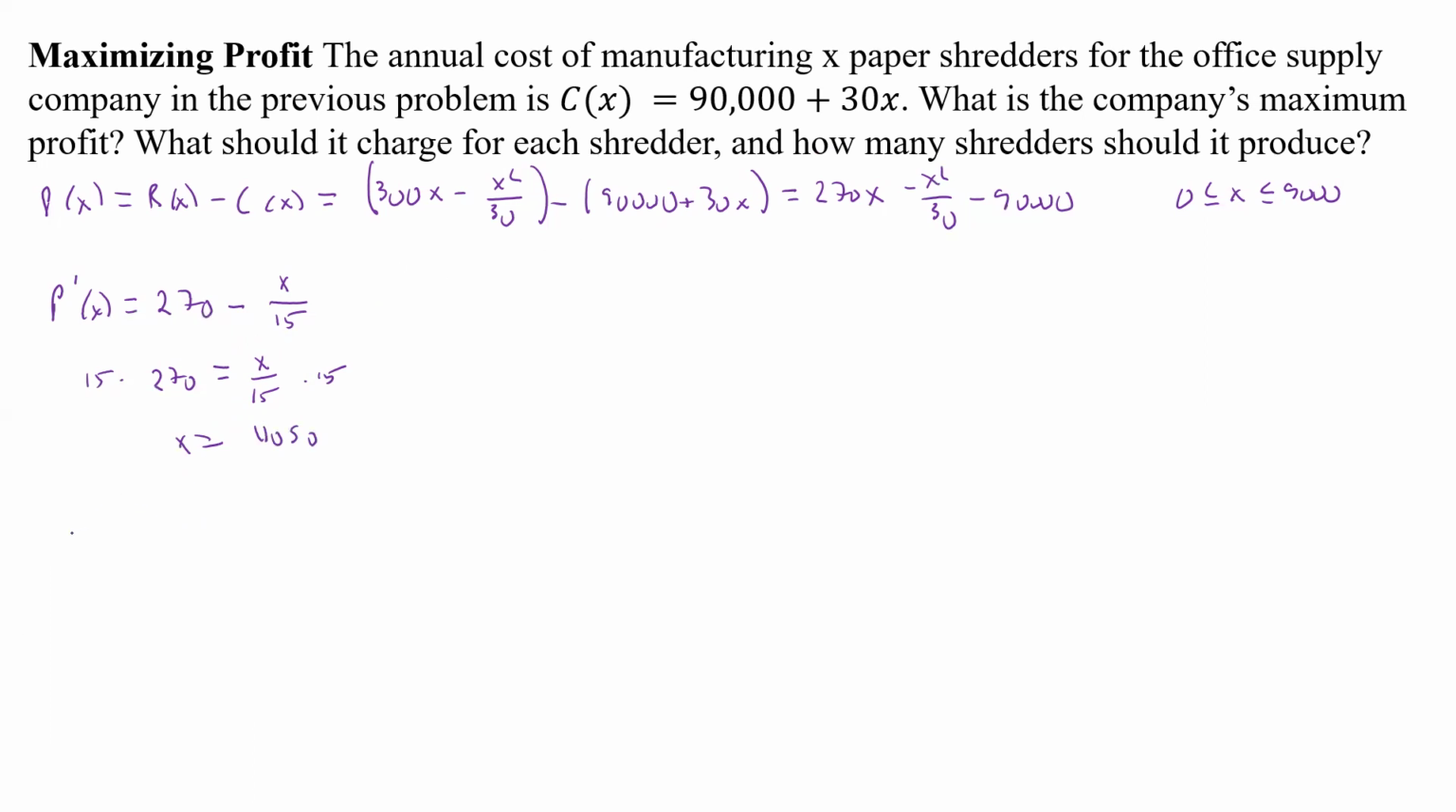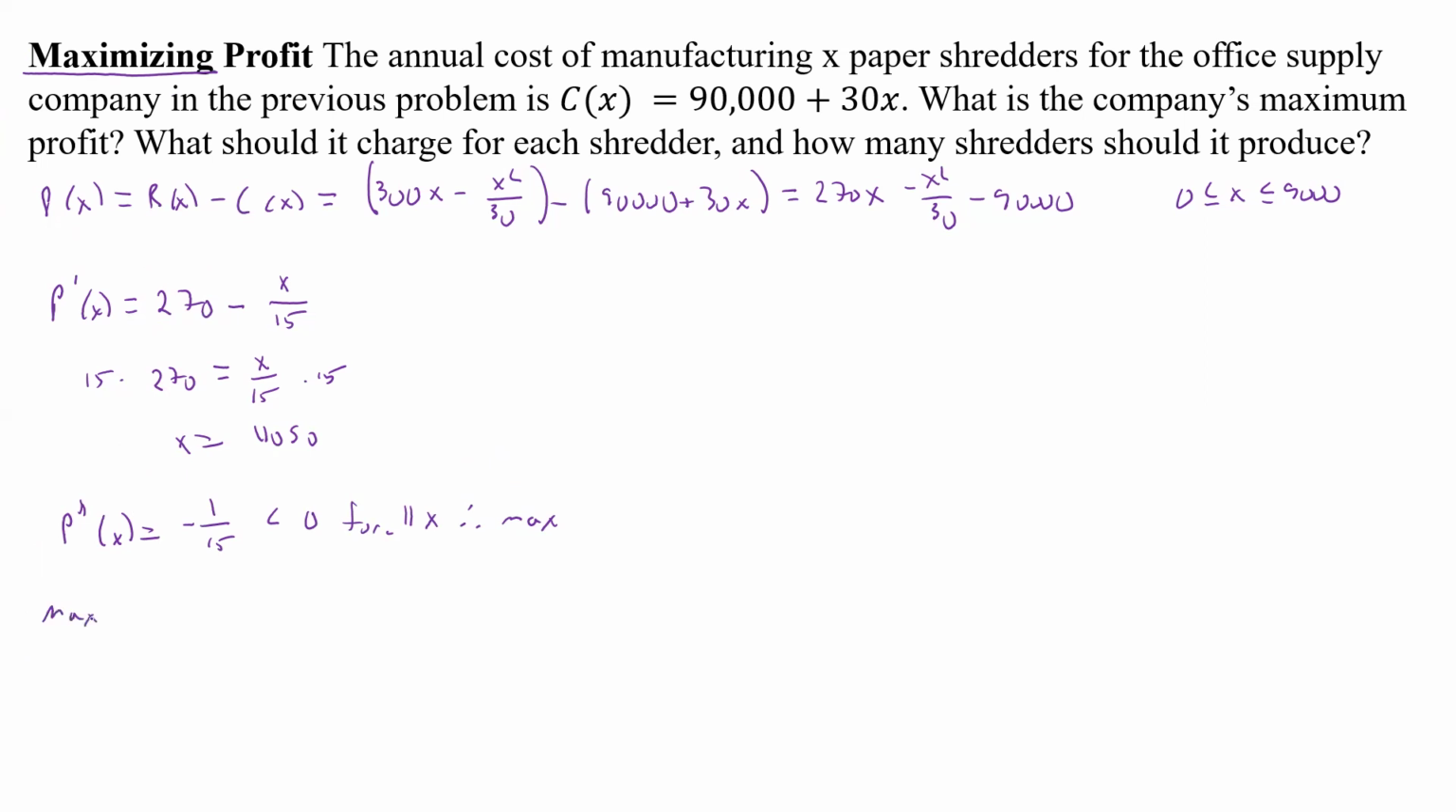Now, P double prime, that'll be our next thing, the second derivative. Well, second derivative of that, the 270 falls out, and the X falls out as well. We get a minus 1 over 15, which is kind of what we had last time. We knew that was less than 0 for all X, and so therefore that was a max. And that's good because we're wanting to maximize the profit.